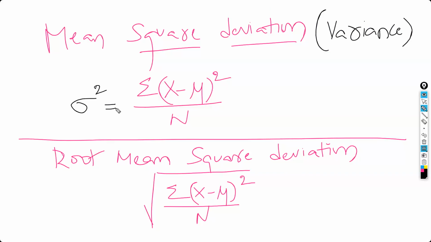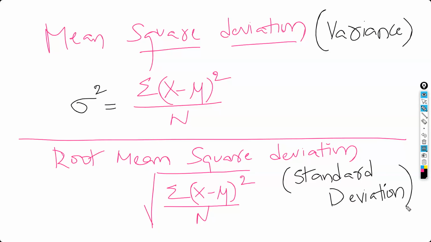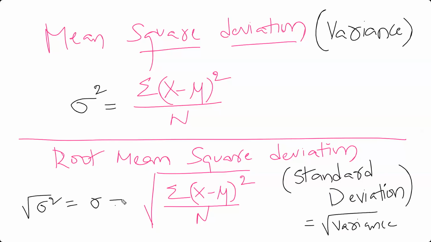The second name of root mean square deviation is standard deviation. Why is it standard? Because all the problems are rectified. In the mean deviation, the problem was rectified. In the mean square deviation, the problem was rectified. Every problem was rectified here, so this is called standard deviation, which is nothing but the square root of variance. That is the square root of sigma square, which is sigma. The symbol for standard deviation is sigma.